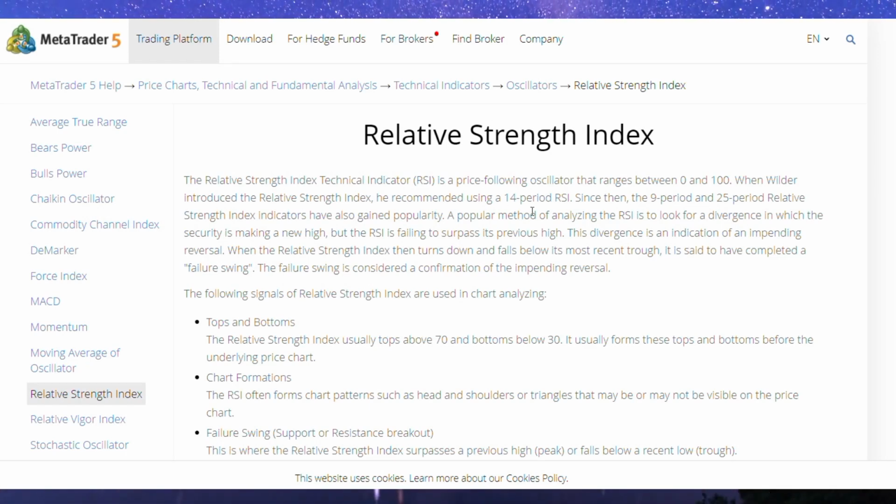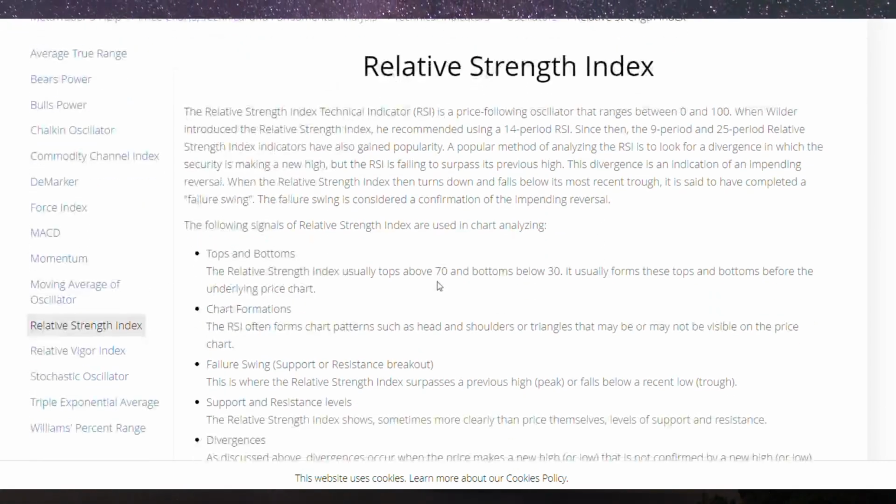So how you can simply do that or get to know about this, there are some points on how you can do it or how you can use it to analyze anything. Tops and bottoms: the Relative Strength Index usually tops above 70 and bottoms below 30. It usually forms tops and bottoms before the underlying price chart.